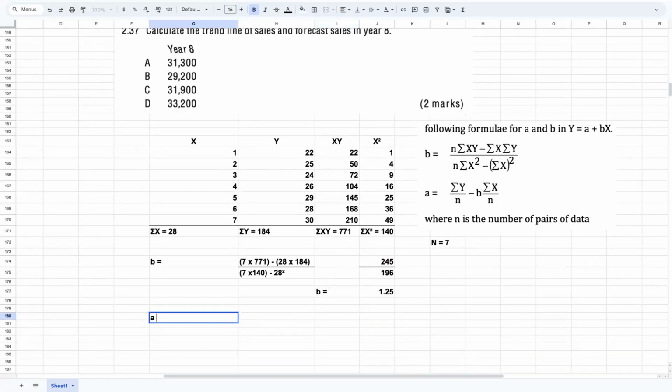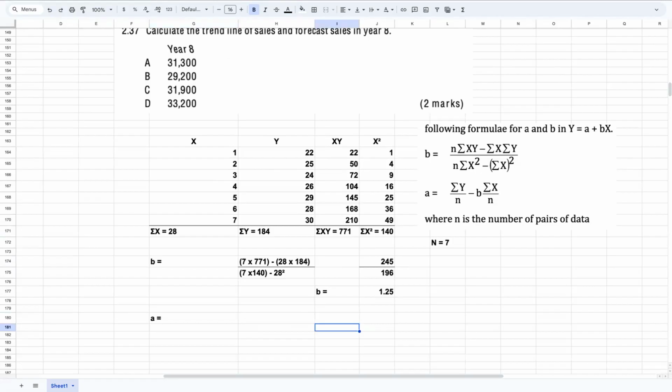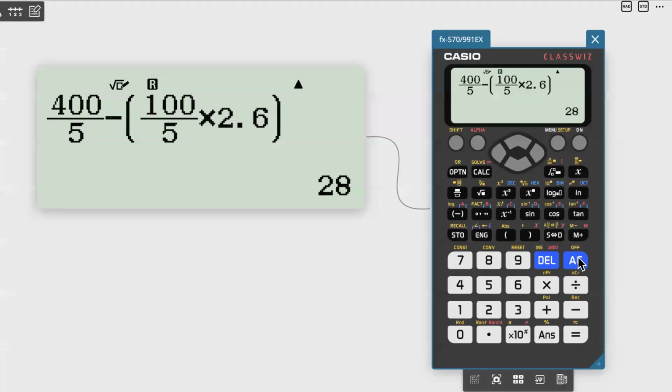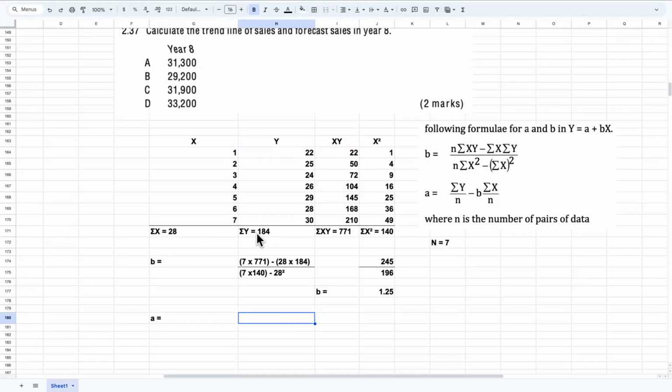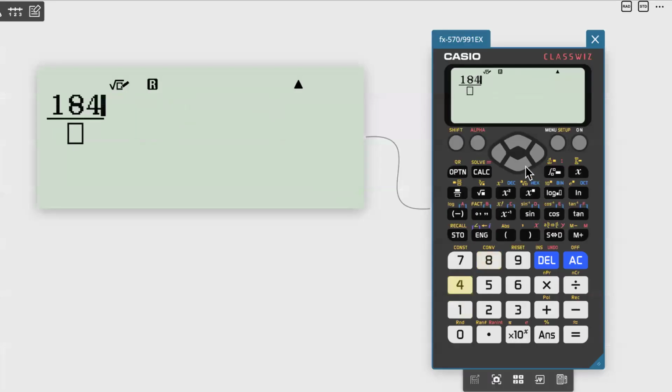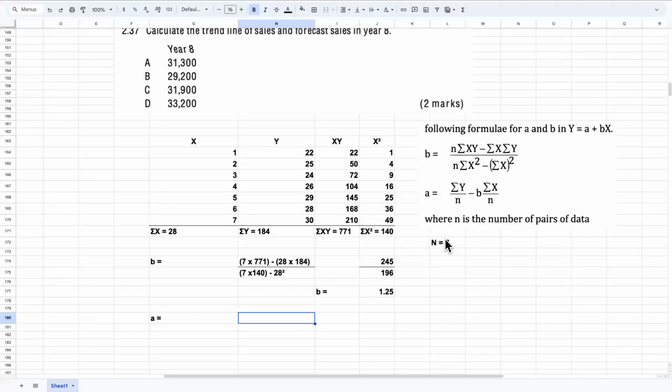And the A value is going to be sigma y over n. Sigma y is 184. Okay. So that is 184, n is 7. Right? So there are some decimal points. If you are going to receive some decimal points, do it in the calculator directly. That makes more sense, right? So sigma y over n, so the sigma y is going to be 184 and the n is 7.